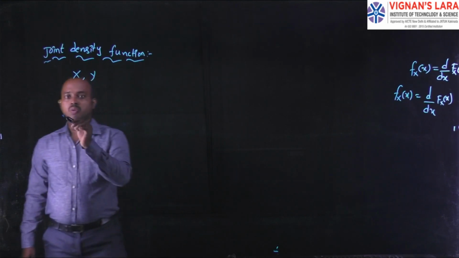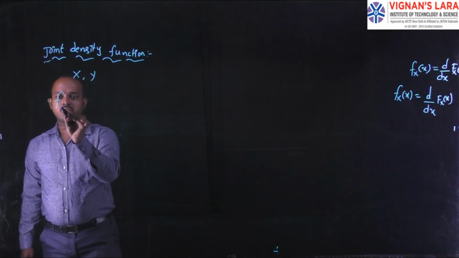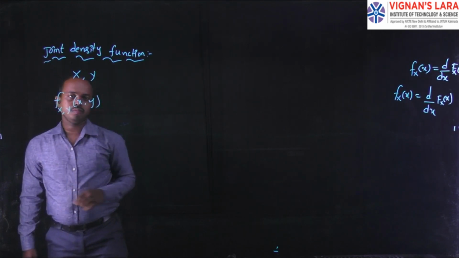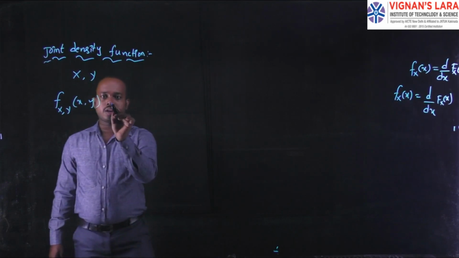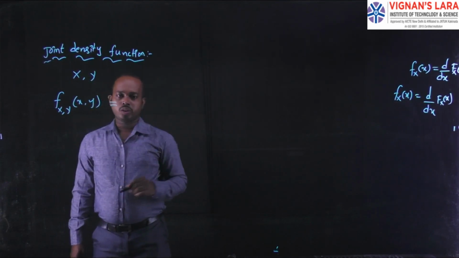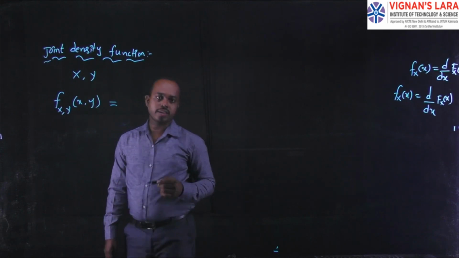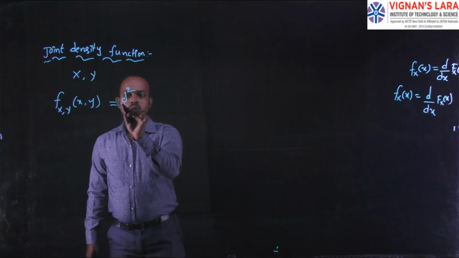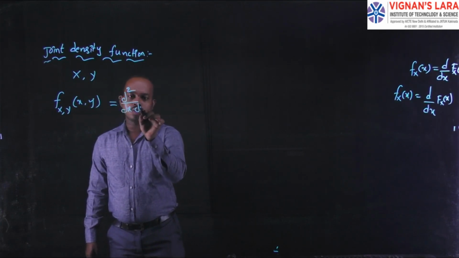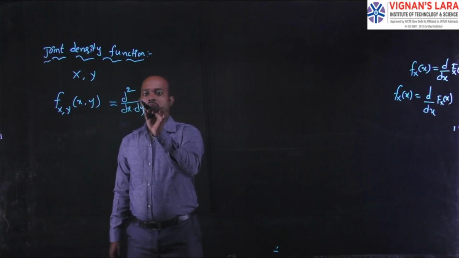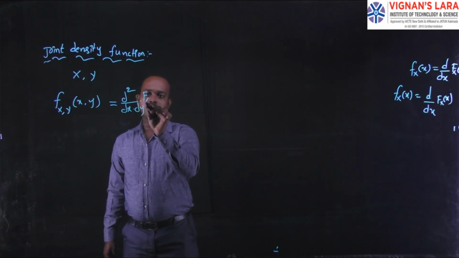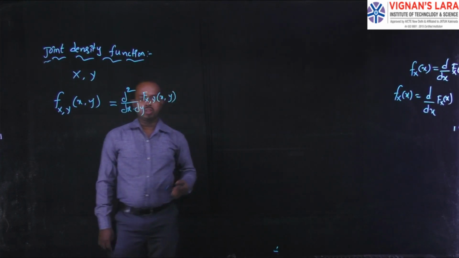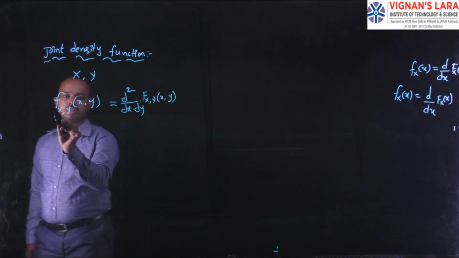First of all, the notation of the joint density function is small f of X comma Y of x comma y. For this function we write the second derivative, which is a partial derivative: dou square divided by dou x dou y of its joint distribution function F of X comma Y of x comma y. This one is called the joint density function.